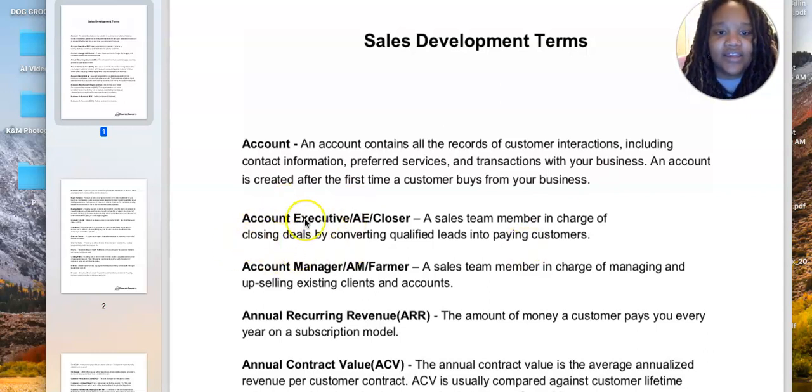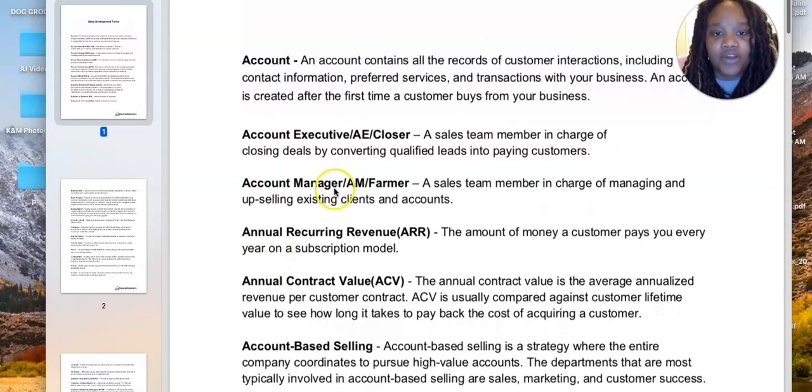Next, we have an account executive, also known as an AE, also known as a closer. Essentially, all of these words have the same meaning. An account executive is a sales team member in charge of closing deals by converting qualified leads into buying customers. So they are the closers. They go through the hard objections. They understand the technology. They have to ask those discovery questions. They're the ones that have to do the demo. And ultimately, they're the ones that have to follow up and close the deal.